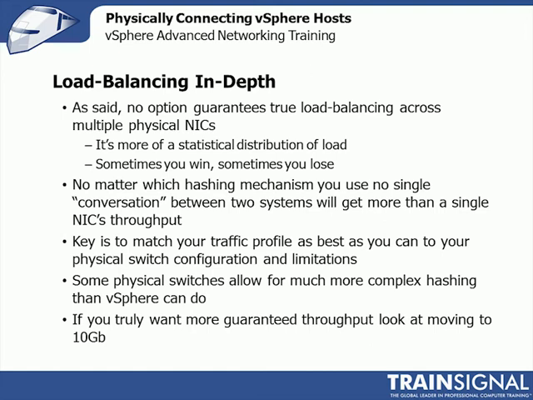Why is that? Because the connections are hashed based on source and destination IP address. It matches up source and destination IP, and the first conversation it sees, it hashes to the first NIC. The second one will go to the second, third to third, fourth to fourth. So you're not going to use more than one. That conversation between the client and the server is only going to go across one NIC.